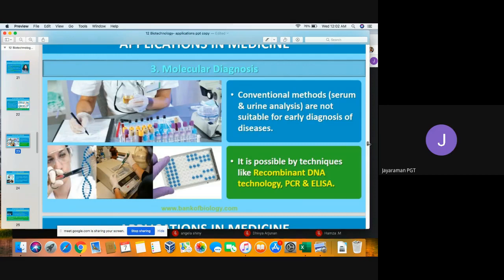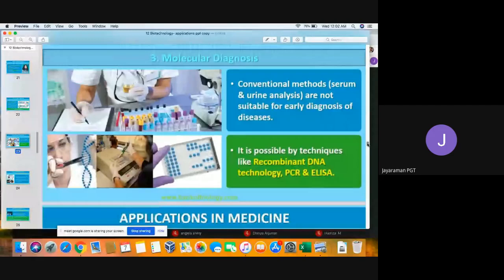So that is why the PCR techniques we discussed earlier are also one of the important aspects of the application of biotech in medicine. DNA technology, DNA fingerprinting, and the PCR technique, polymerase chain reaction, making a number of copies. Once a number of copies are made, then we can analyze for the different diseases. That is the PCR technique.